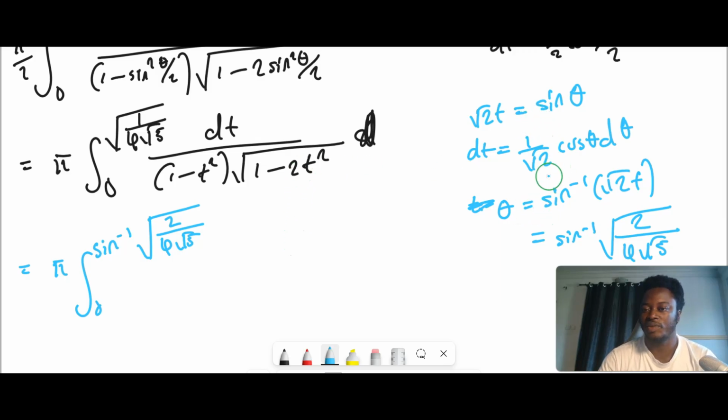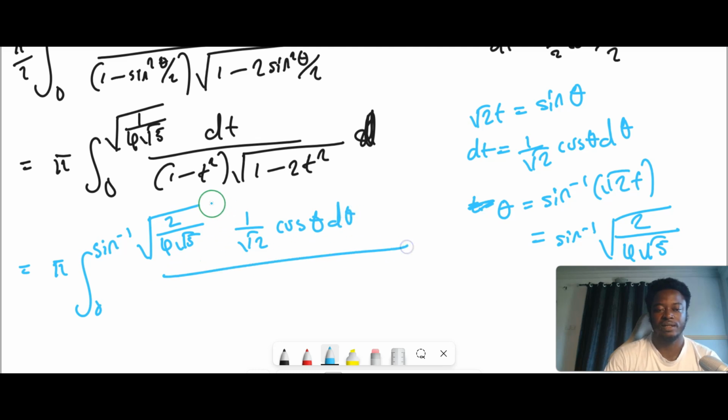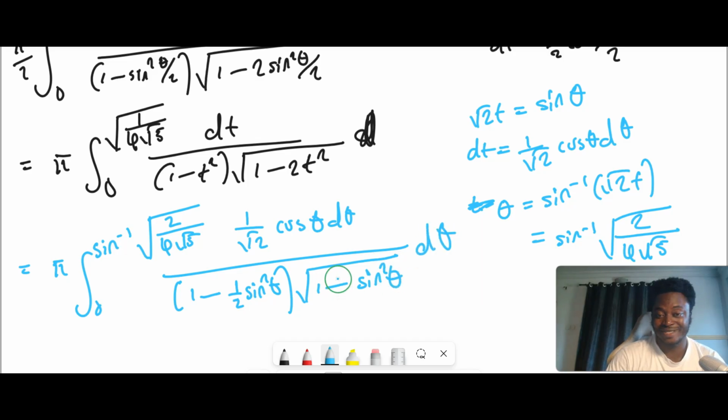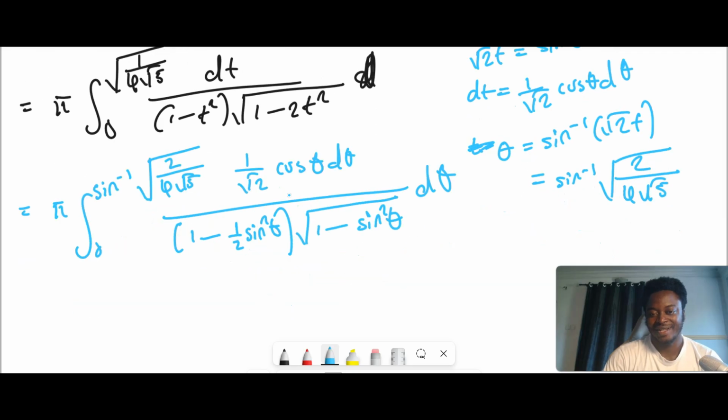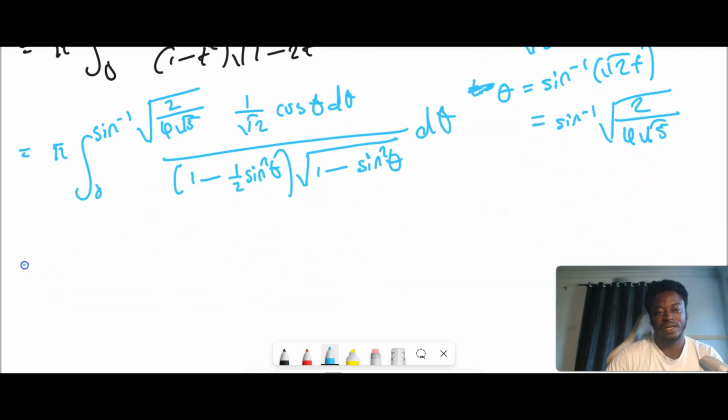We have mentioned dt to be 1 over square root of 2 times the cosine of theta d theta. Then at the bottom right here, you have 1 minus half of sine squared theta. Then you would have a square root of 1 minus sine squared theta. So we have tried our best. The main thing is to get rid of that square root term. So then this would be pi over square root 2.